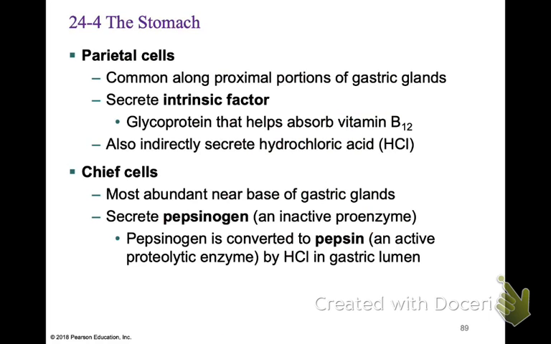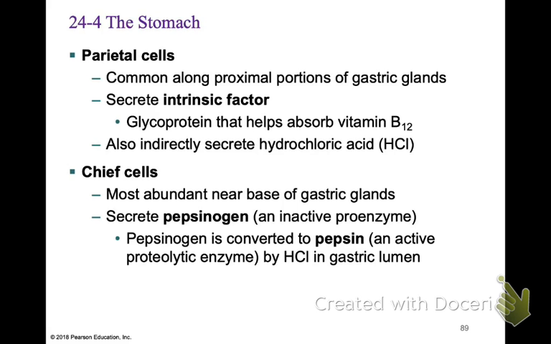So parietal cells produce intrinsic factor, which actually binds to vitamin B12, prevents it from being absorbed or destroyed by acid in the stomach, and carries it all the way through until it can be absorbed in the large intestine, actually. And then parietal cells also secrete hydrochloric acid. The process by which they do that is really fascinating, but we're just not going to get into it right this second. Chief cells secrete enzymes.